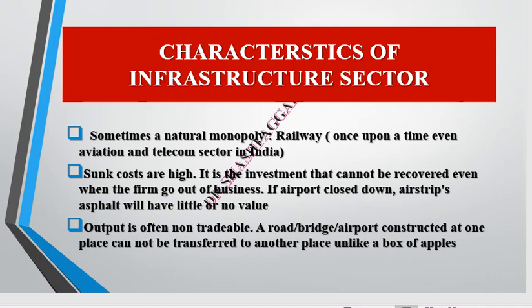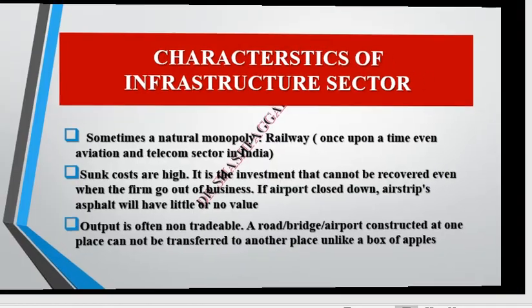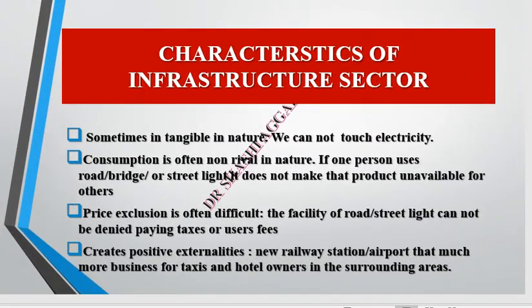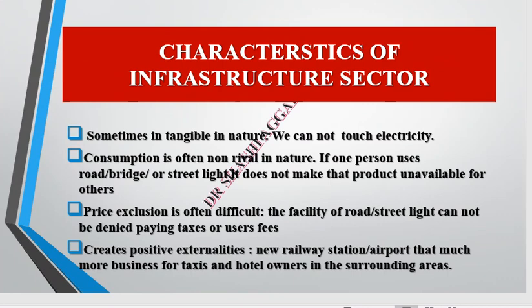They are not movable. They are fixed. Once they are constructed, they stay at that place and cannot be transferred to another place like a box of apples. It is sometimes intangible in nature. We cannot touch electricity. Consumption is often not rival in nature. If one person uses a road, bridge, or street light, it does not mean the product is unavailable for another person. Price exclusion is often difficult.